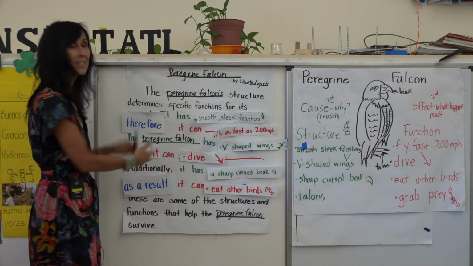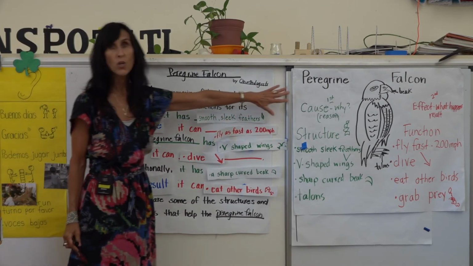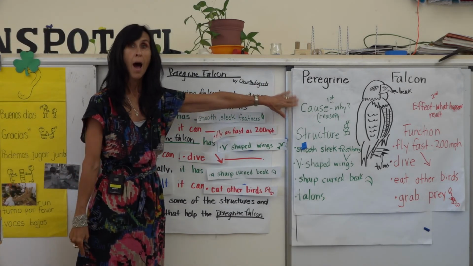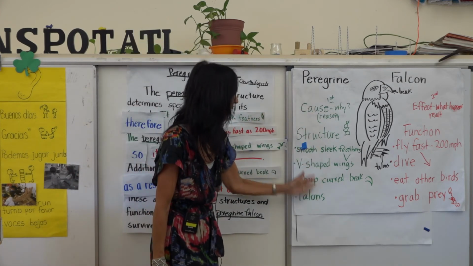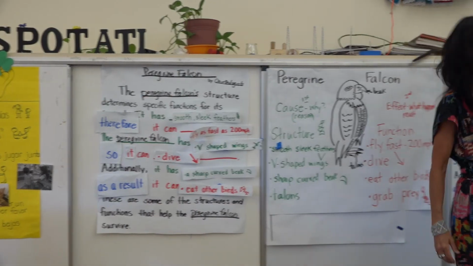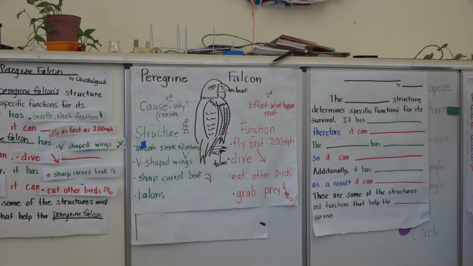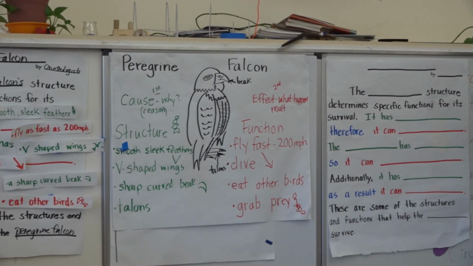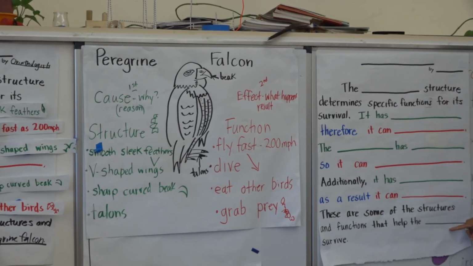Now that we've written this informational paragraph about the peregrine falcon, you're going to take your input chart about the vulture, and you're going to write all the facts, the structure and function, using cause and effect language. And you can use this template to help you make the sentences for your paragraph. You can find this template on the Marin County Office of Education YouTube channel.